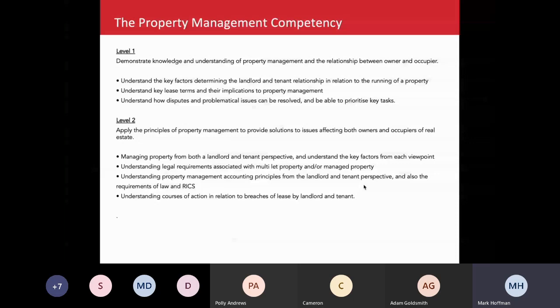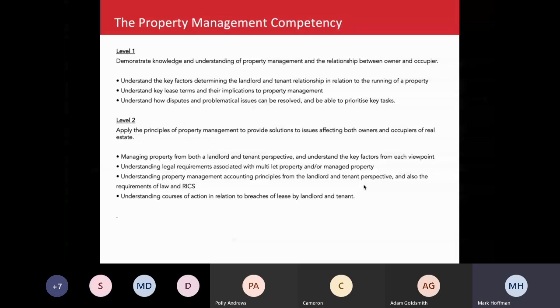So level 2: apply the principles of property management to provide solutions to issues affecting both owners and occupiers of real estate. Managing property from both a landlord and tenant perspective, and understanding the key factors from each viewpoint. Understanding legal requirements associated with multi-let property and or managed property. Understanding property management accounting principles from the landlord and tenant perspective, and also the requirements of law and RICS. And understanding courses of action in relation to breaches of lease by landlord and tenant.